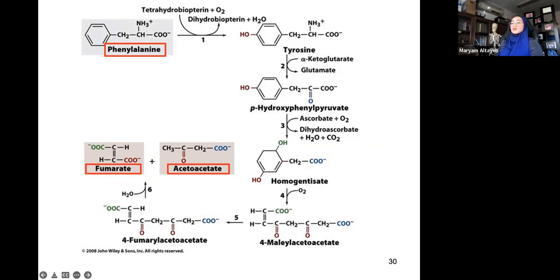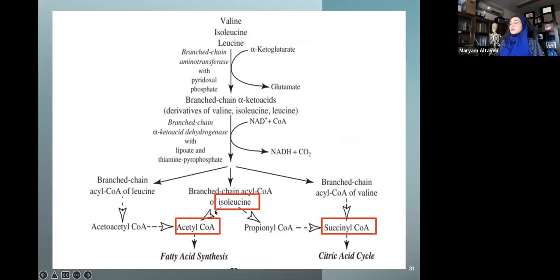Okay, we said fumarate is one of the pyruvate derivatives, so this is glucogenic. Acetoacetate, like acetoacetyl-CoA, acetyl-CoA, is one of the derivatives that can be used in ketogenesis. So that's why this is both ketogenic and glucogenic. So you can make something with ketones, you can make something within the TCA cycle. Okay, so that's for phenylalanine.